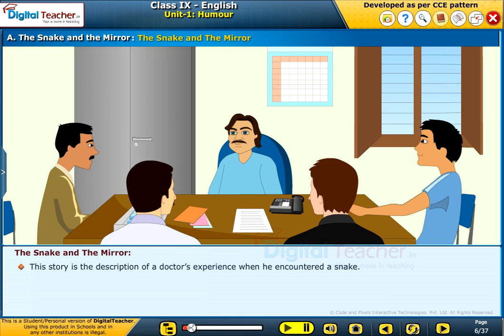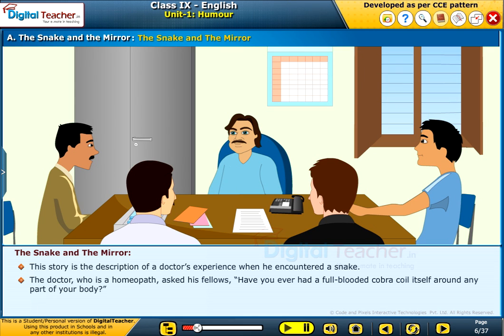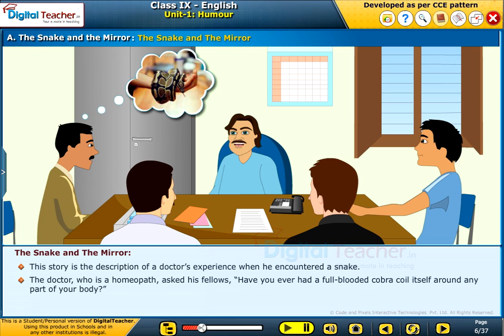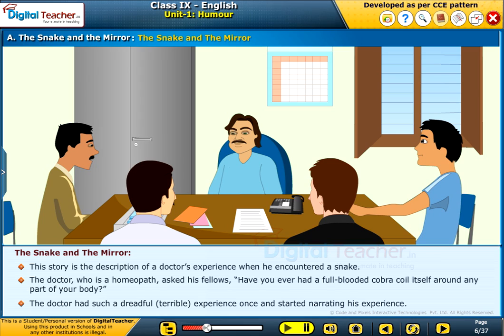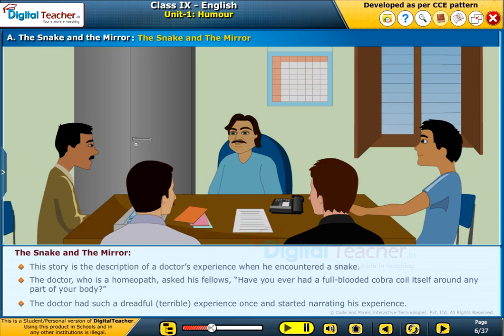This story is the description of a doctor's experience when he encountered a snake. The doctor, who is a homeopath, asked his fellows, "Have you ever had a full-blooded cobra coiled itself around any part of your body?" The doctor had such a dreadful, terrible experience once and started narrating his experience.